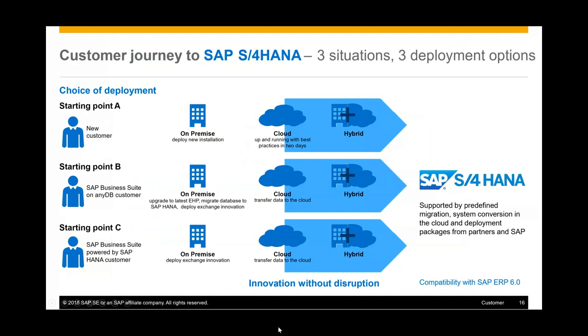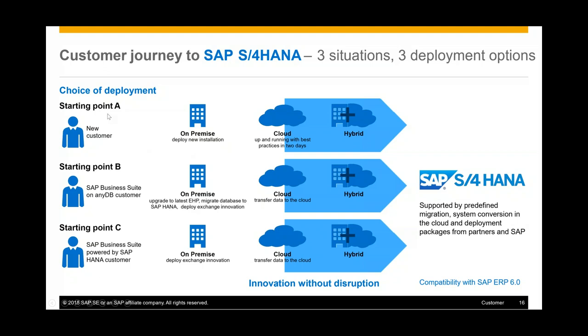Customer journey. SAP S/4HANA is available on premises, in cloud, or hybrid. On premises means you install it in your company. Cloud basically means you have it somewhere in the cloud. There are many cloud companies: Amazon Web Services, Google Cloud, Microsoft Azure. Hybrid basically means a combination of both, something on premises, something in cloud.